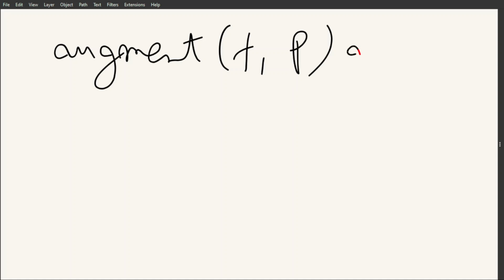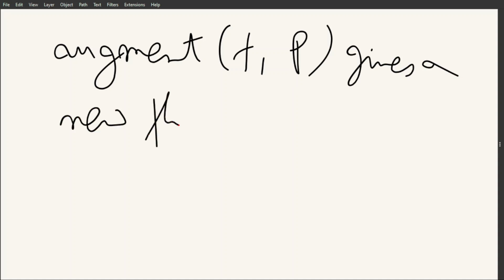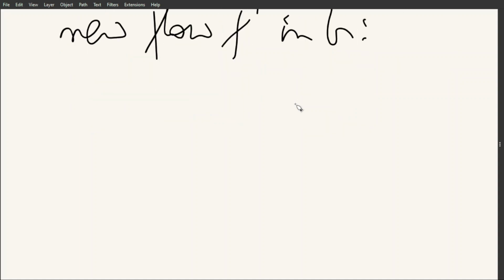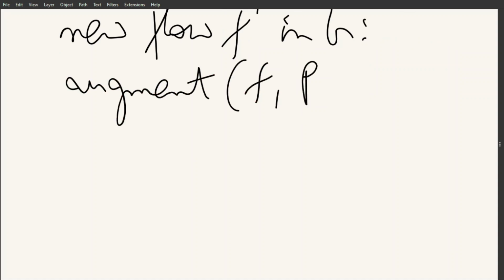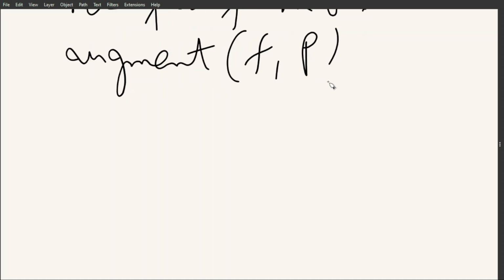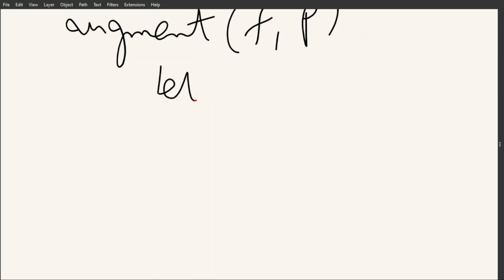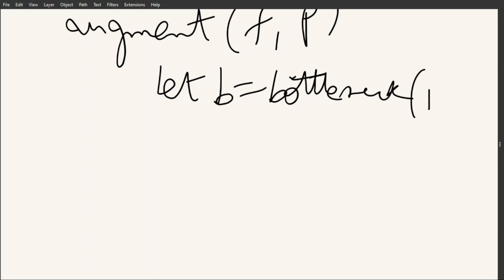So this gives a new flow, call it f' in G. How do we find it? So we have the operation augment(f, P), and this is a simple operation. Step 1 is we find the bottleneck, call it b. Let b equal the bottleneck of the path P along this flow f.